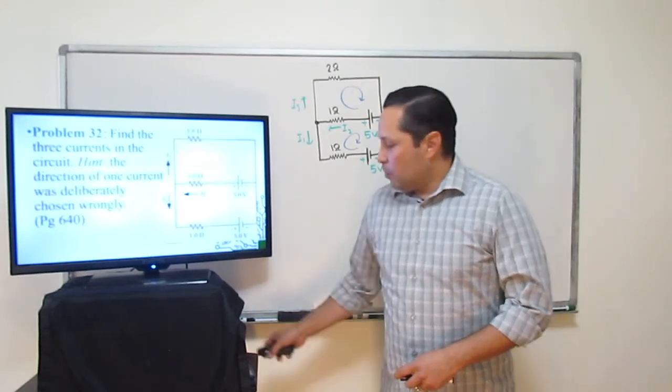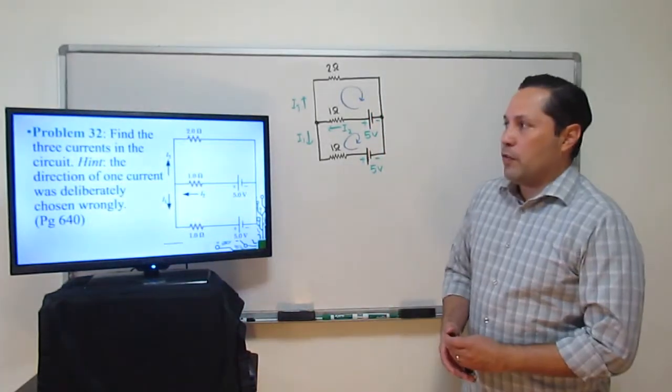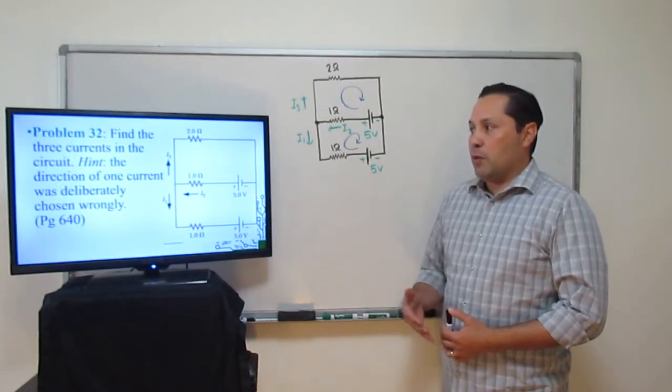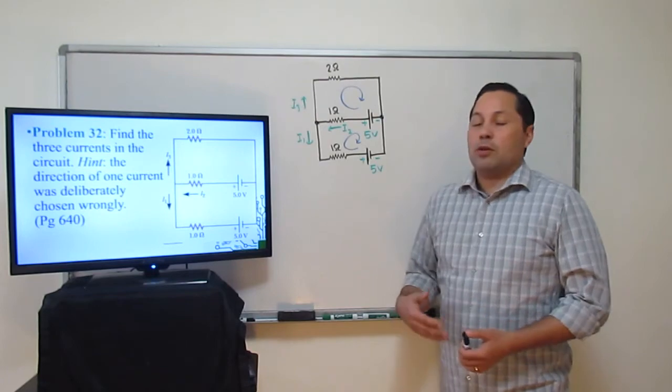Next, let's take a look at problem number 32. In this problem, it asks the following. It says, find the 3 currents in the circuit. And it says, hint, the direction of one of the currents is deliberately chosen wrongly.